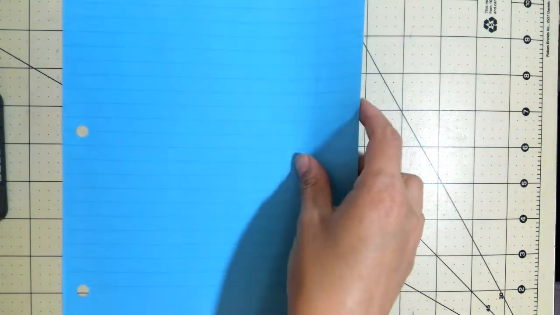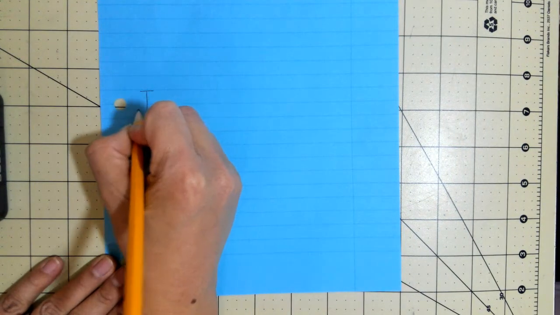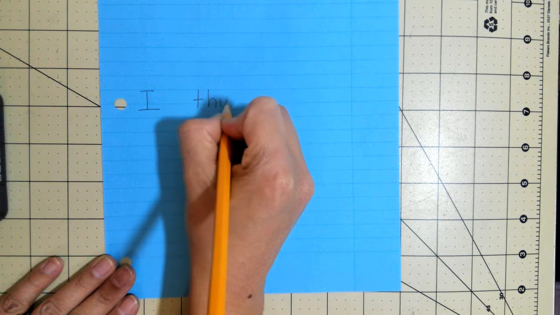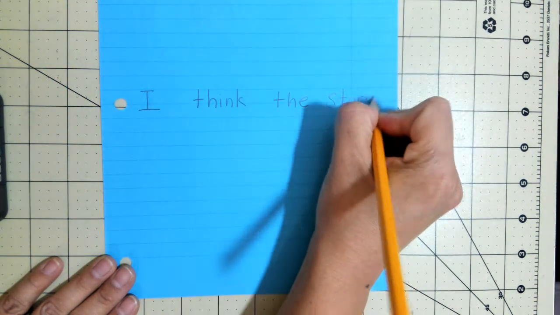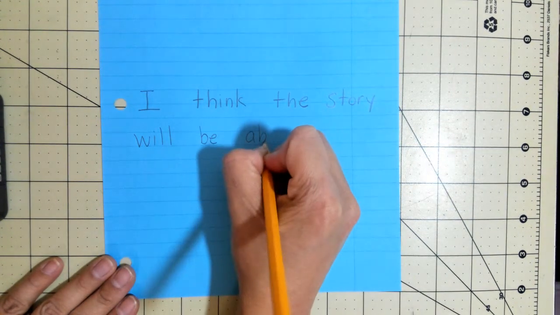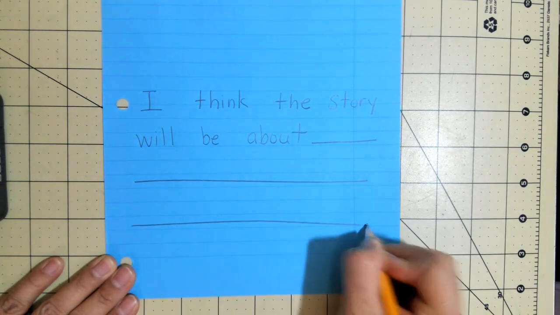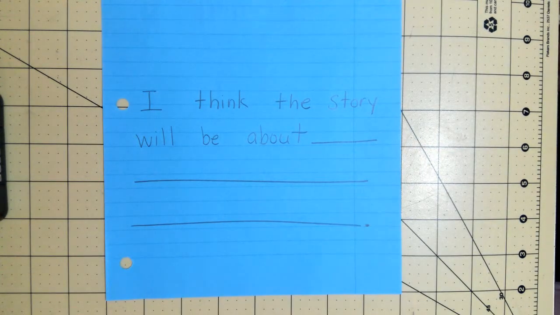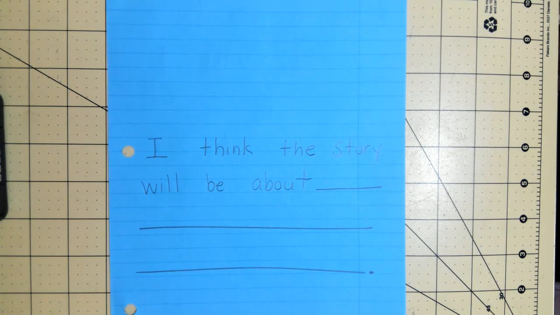So you're going to take a separate sheet of paper, and we're going to start with the sentence stem. So I think the story will be about blank. What do you think the story will be about? I think it's going to tell us how bees turn nectar into honey.